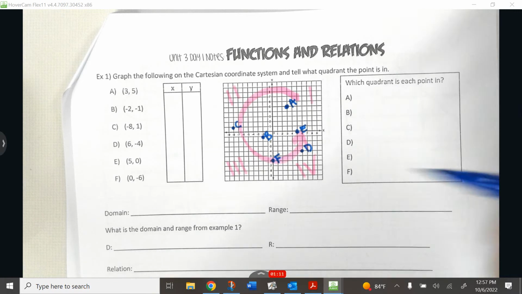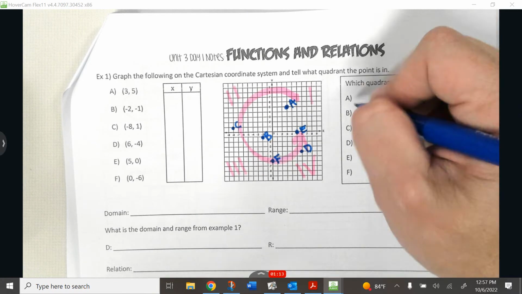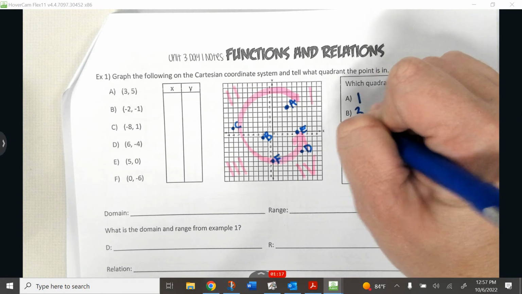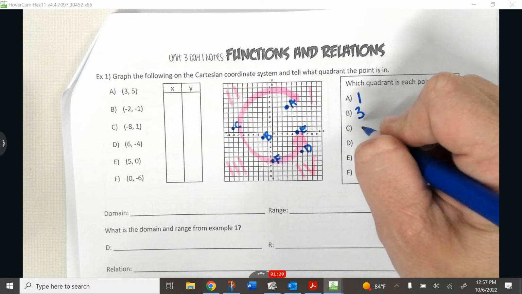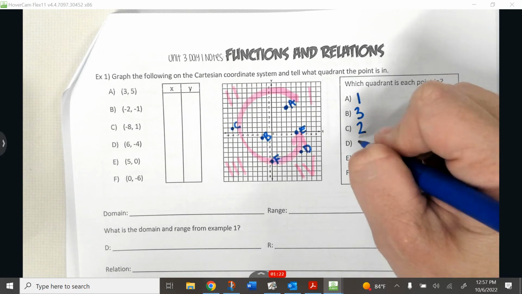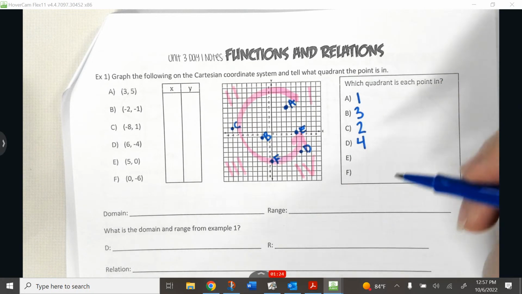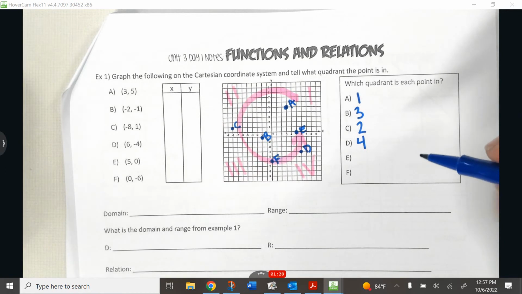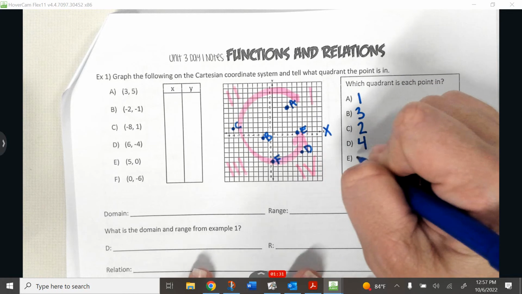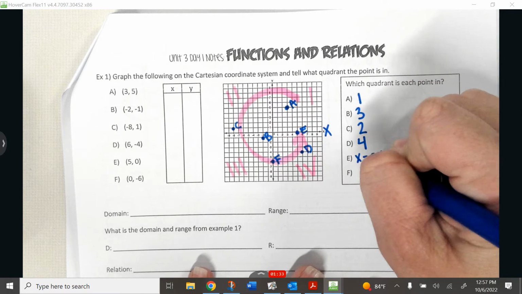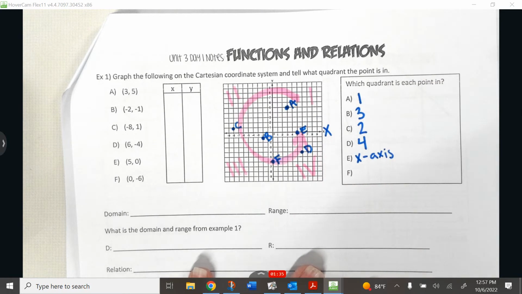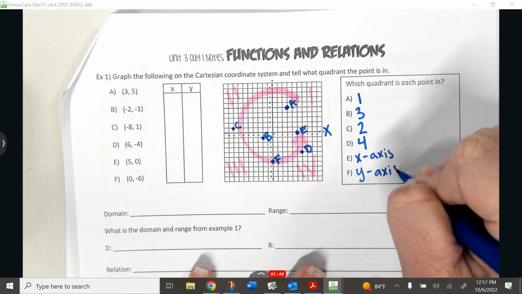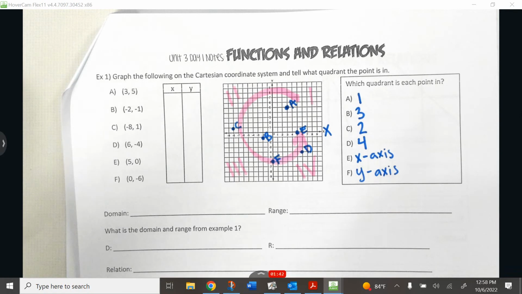So what quadrant is point A in? 1. What about B? 3. C? 2. D? 4. Okay, E, is it in a quadrant? No. Where is it? On the line. What line? On the x-axis. And what about F? On the y-axis. So if it's not in a quadrant because it's on the line, just tell me the line.